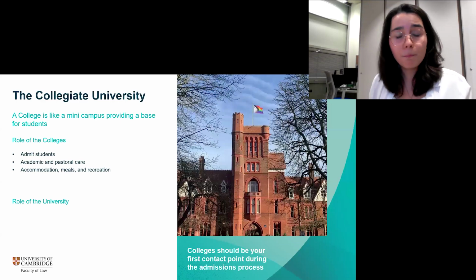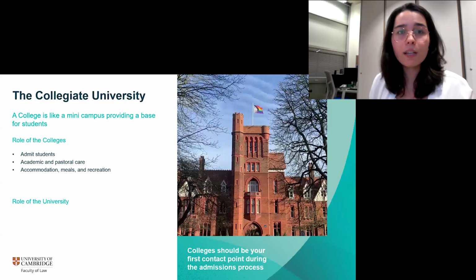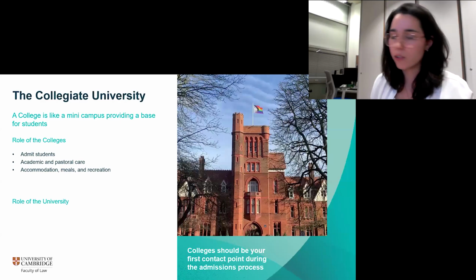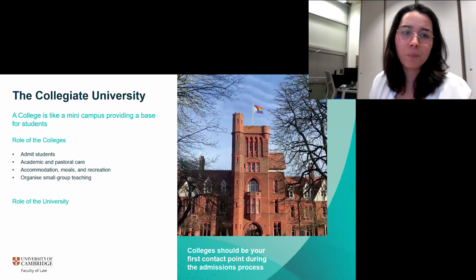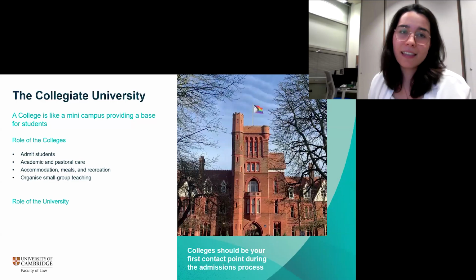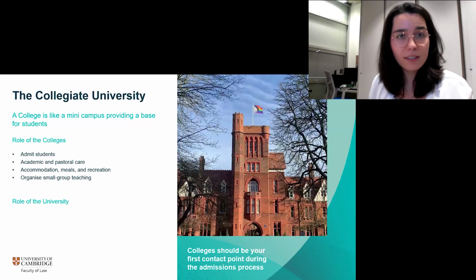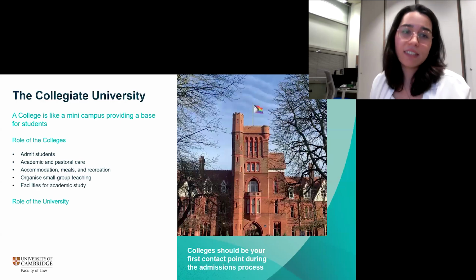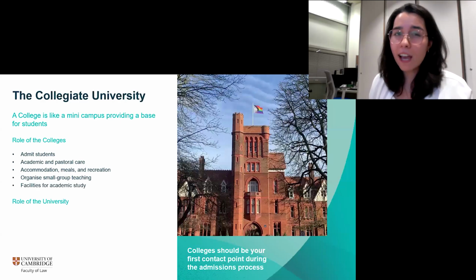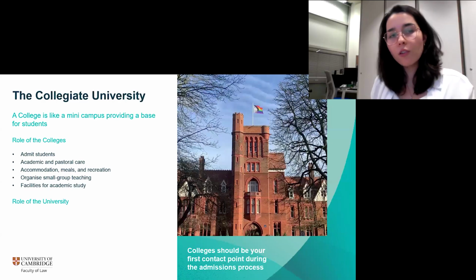They might also provide meals, so a cafeteria or a hall with very subsidized prices, and also recreation. So that could be things like function rooms or common rooms. They also organize the Cambridge-specific small group teaching. So this is our supervisions that we've got here at Cambridge, or you might know them as tutorials at Oxford. And also they provide facilities for academic study. So that could be libraries, desk spaces, all that sort of thing. So that is the role of the college.